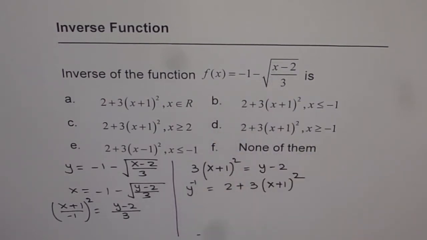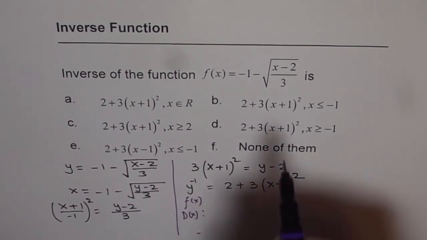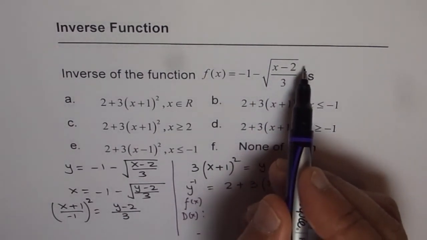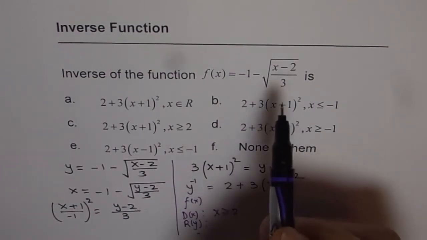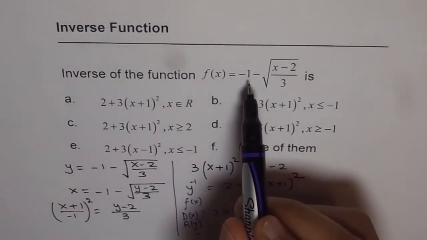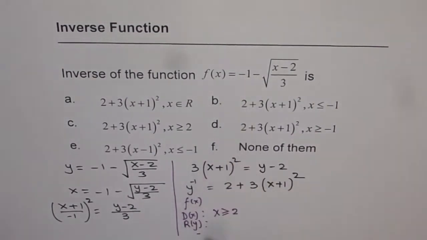Now for the function, what is the domain? Let's consider f of x, and the domain is x minus 2 should be greater than or equal to 0, so it is x greater than or equal to 2. How about the range? The range for the function is that the function actually translates to minus 1 and it opens downwards. So it is y less than or equal to minus 1, right?